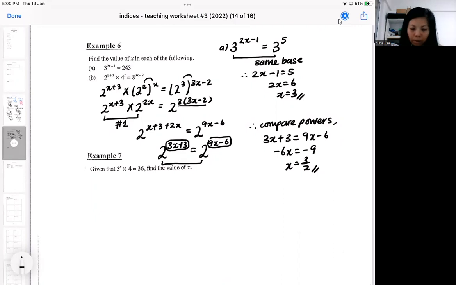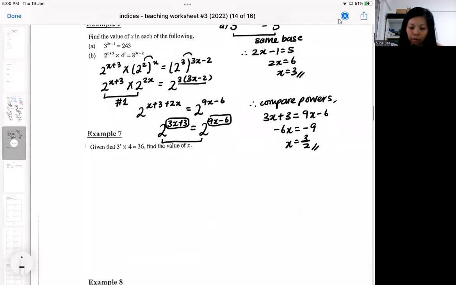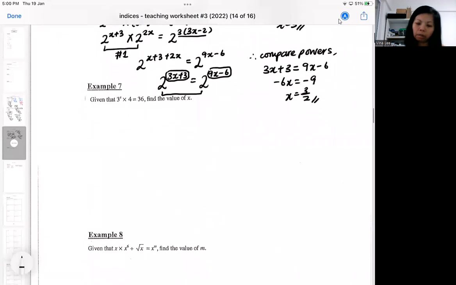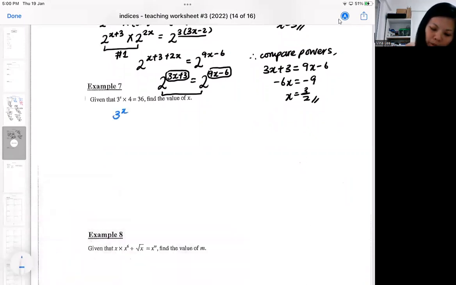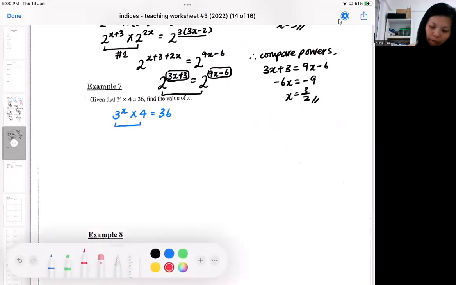Okay, so here comes the tricky thing. In example 7 and 8, the question looks shorter, but it can get more challenging. Maybe this one not so challenging. A lot of people, when they first see example 7, didn't know what to do with the 4, because 4 cannot be multiplied with 3 to the power of x. So it's actually a different base. So there's nothing you can do.